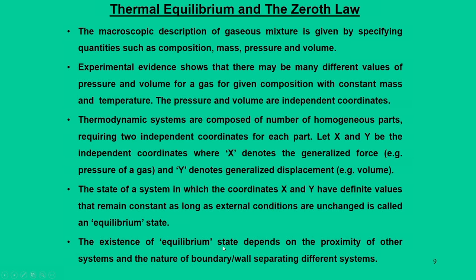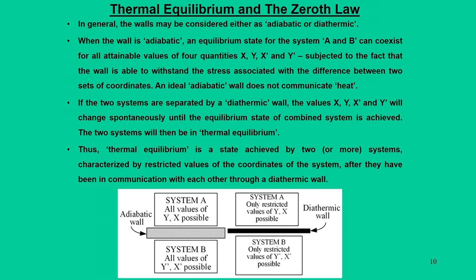So, the existence of an equilibrium state depends on the proximity of other systems and the nature of the boundary wall which separates these two systems. So, to analyze further regarding thermal equilibrium and the Zeroth law, let us consider this particular figure. What has been shown here is that there are two figures. One is system A and system B, which are separated by an adiabatic wall. The other is the same systems A and B separated by a diathermic wall.